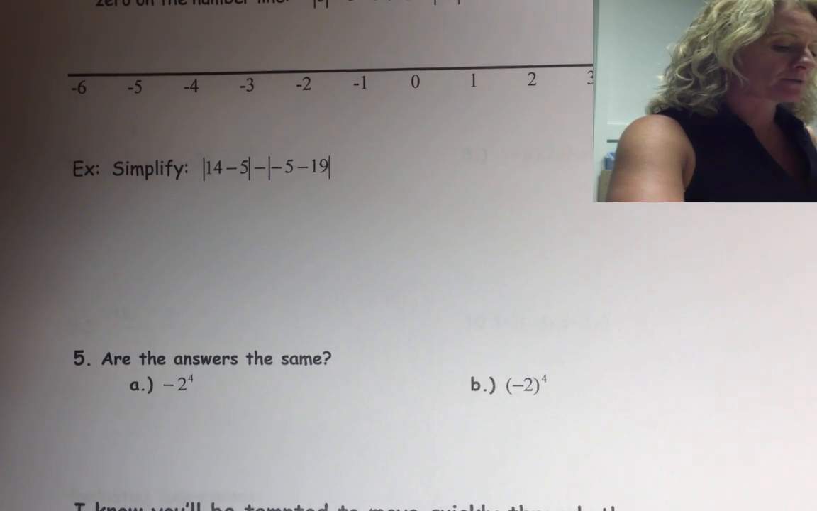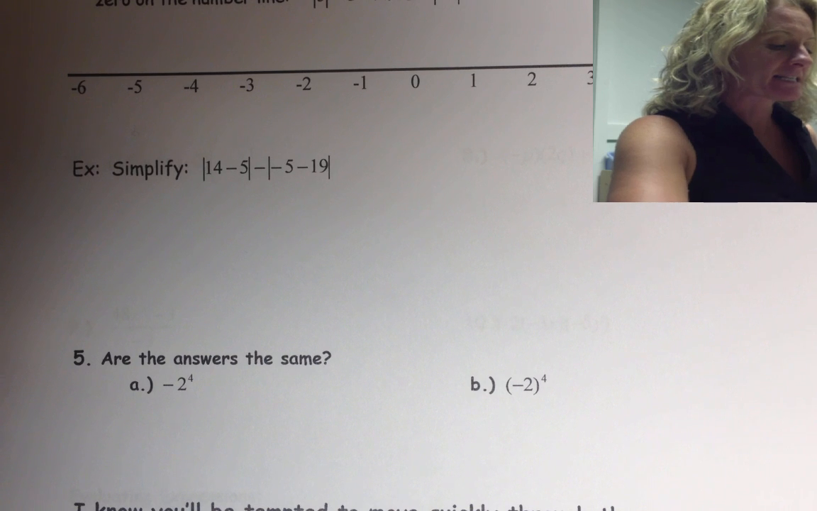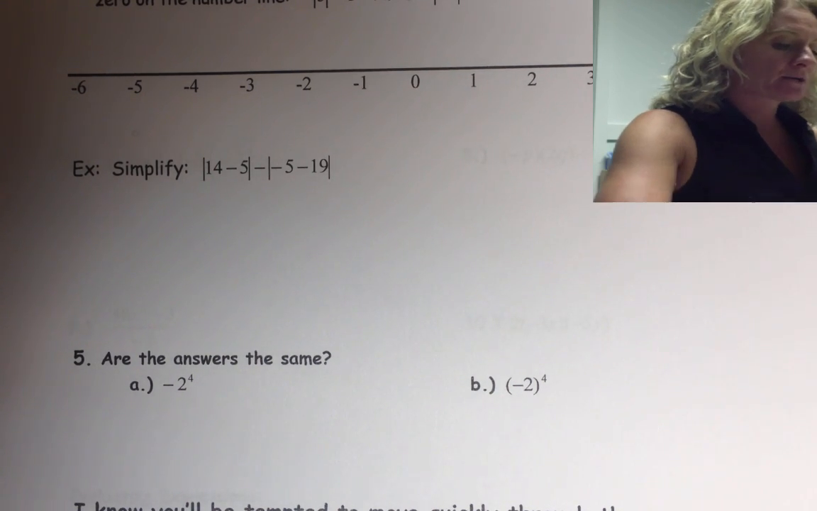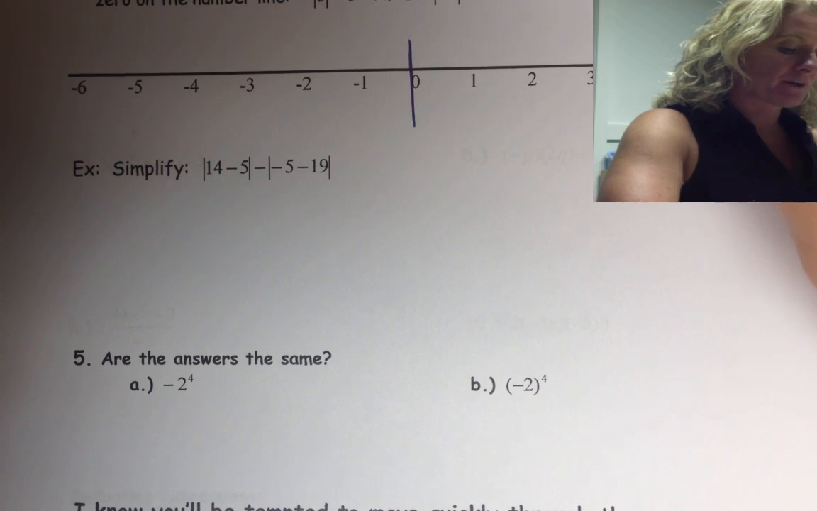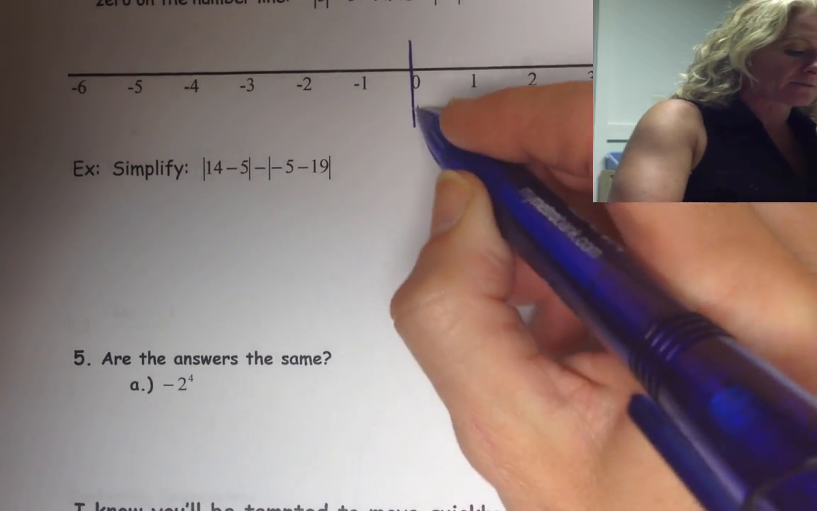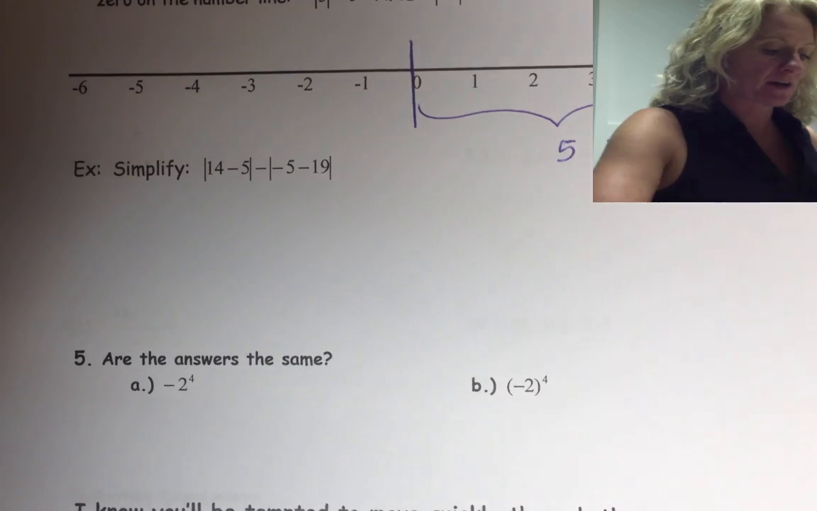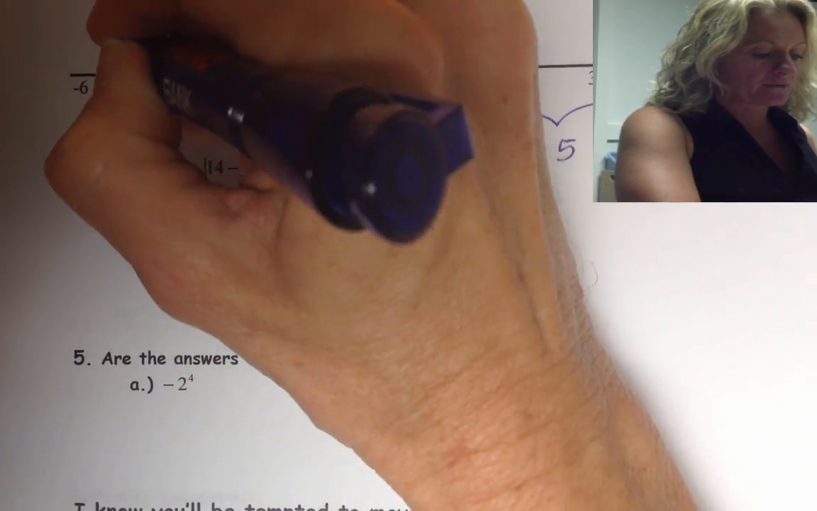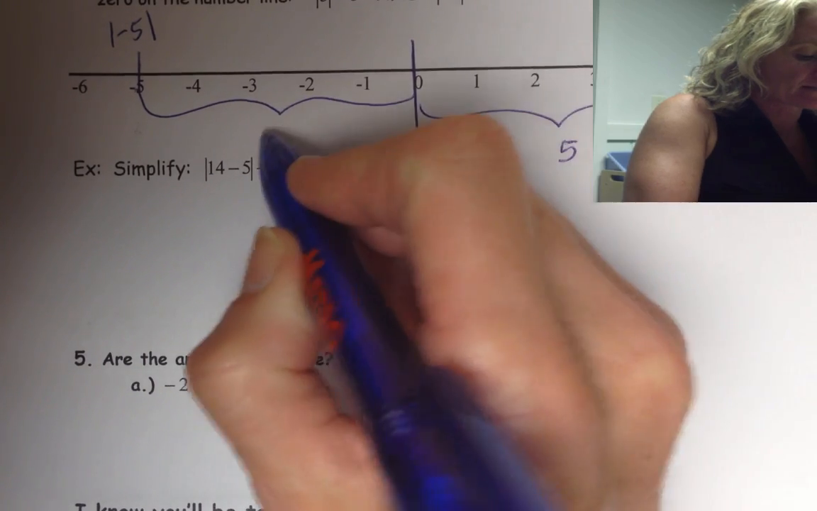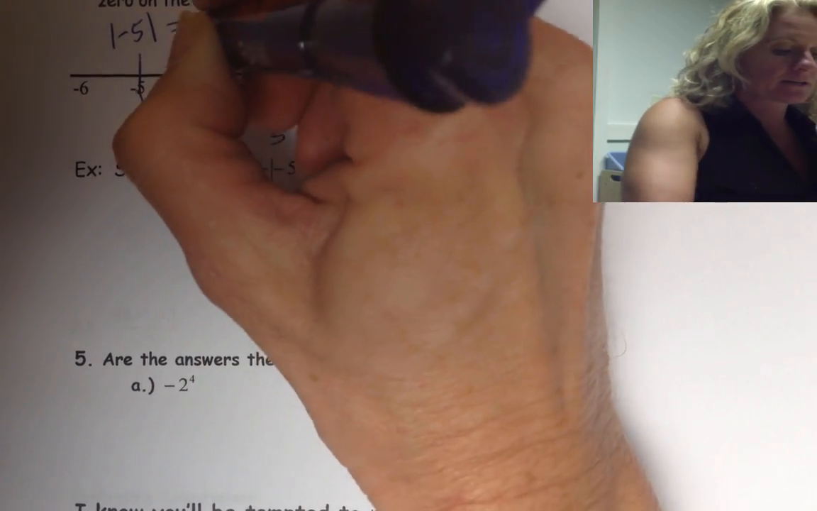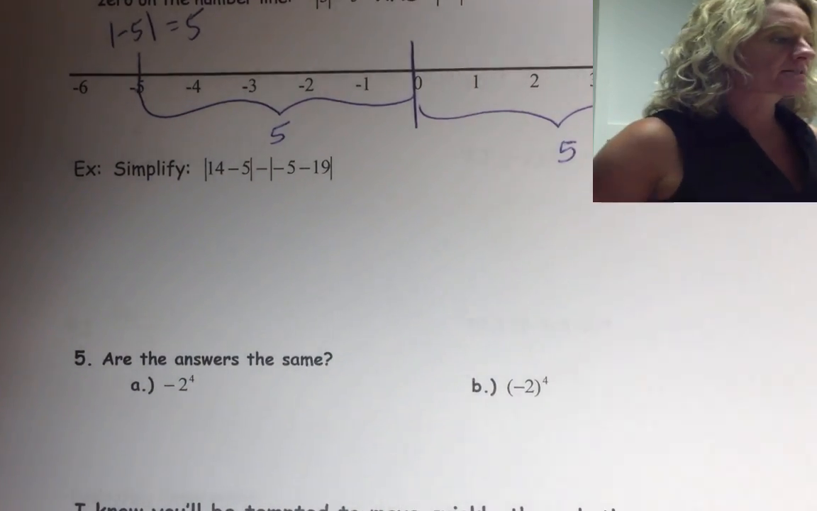Obviously, you remember the vertical bars mean absolute value, and it is the distance from 0 on the number line. So here's 0. The absolute value of 5 means the distance from here to here is 5. And then the absolute value of negative 5 means that this distance is 5. So that's all that is.